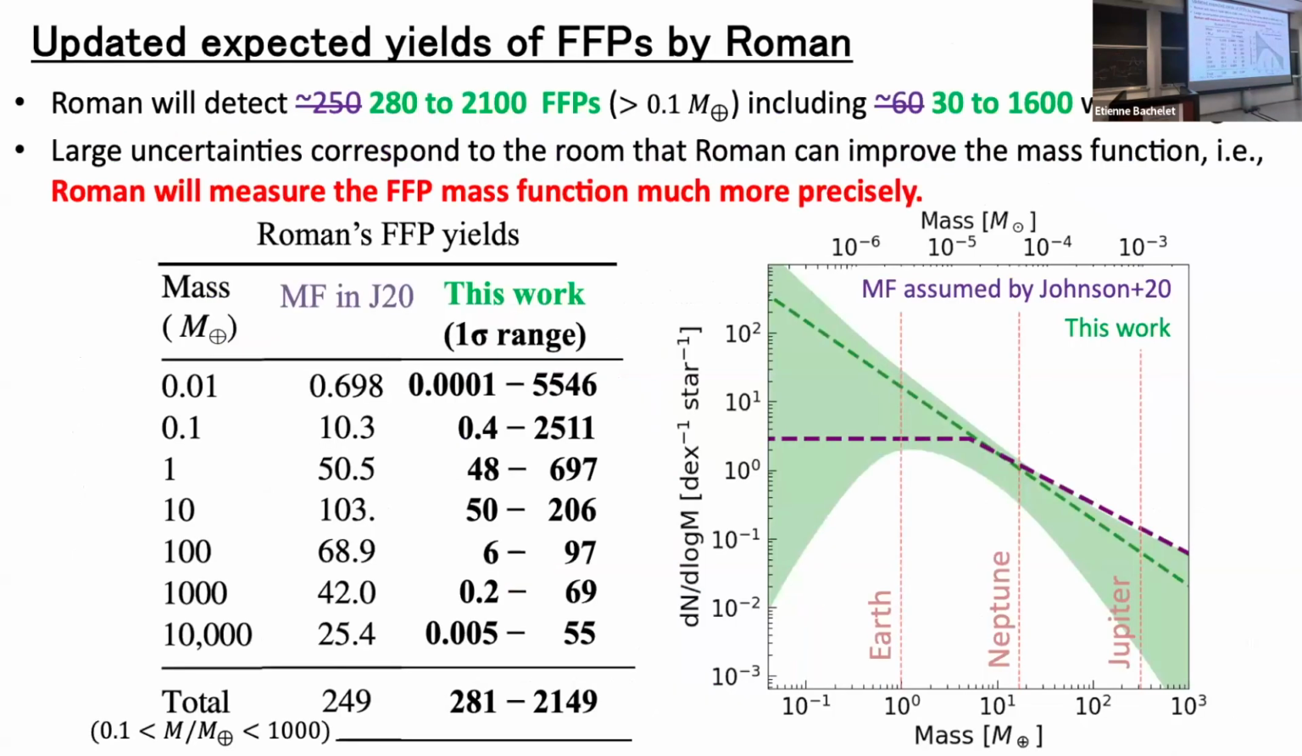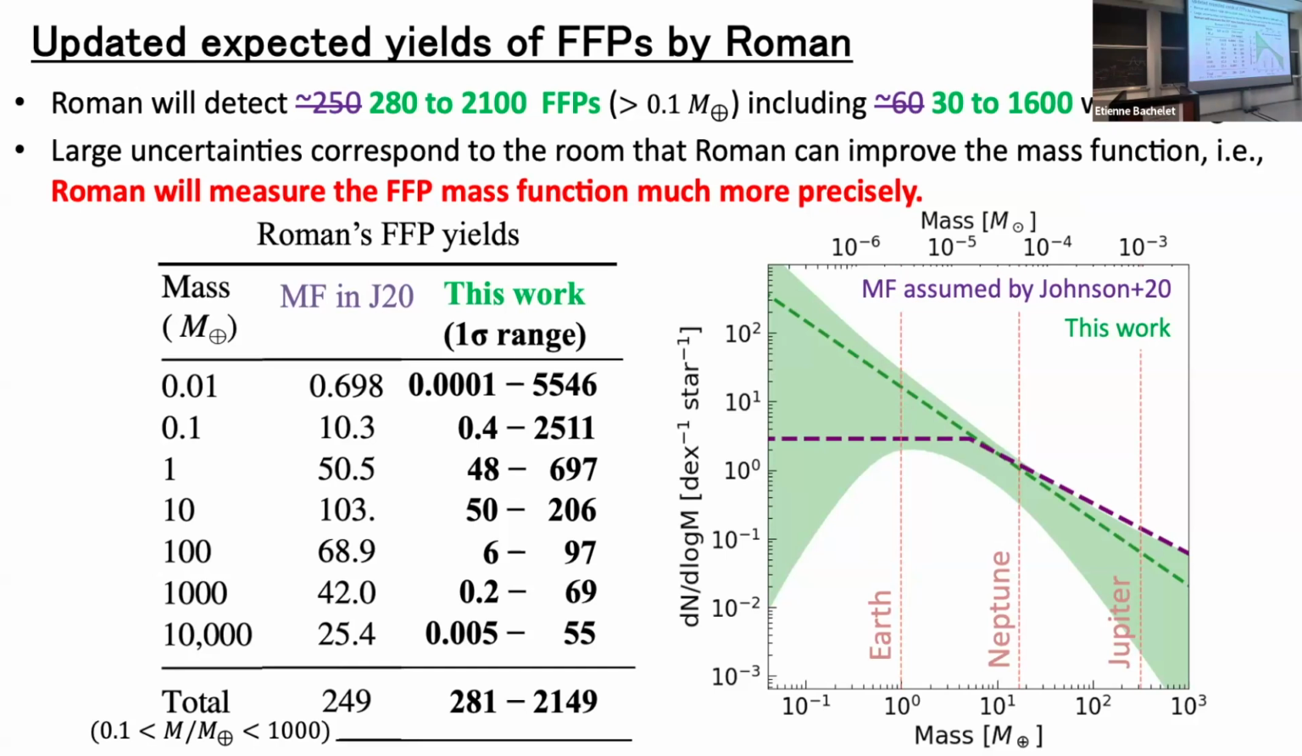So we re-estimated, or renormalized, their values using our mass function. The right figure shows a comparison between our mass function and their mass function. And actually, the mass function used in Johnson et al. well fits in the 1 sigma region of the measured mass function. But the important thing is that we use the actually measured mass function for the free floating planet candidates.